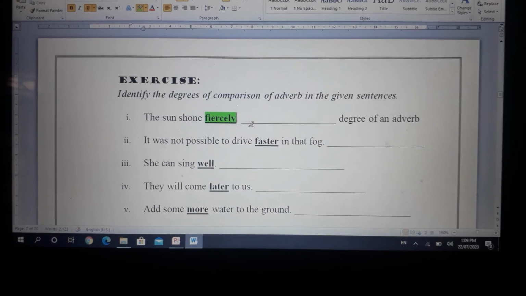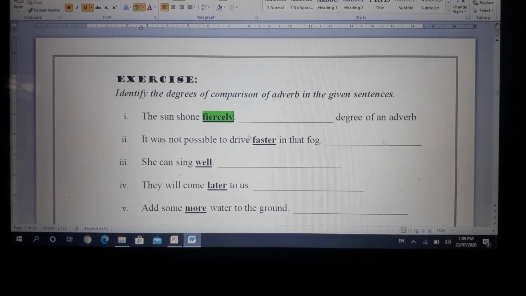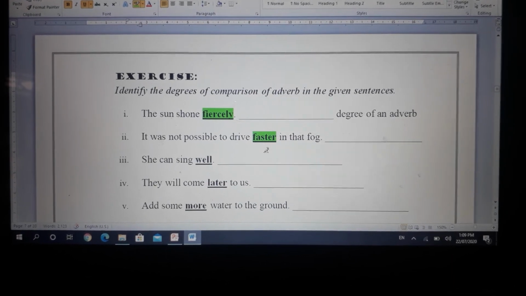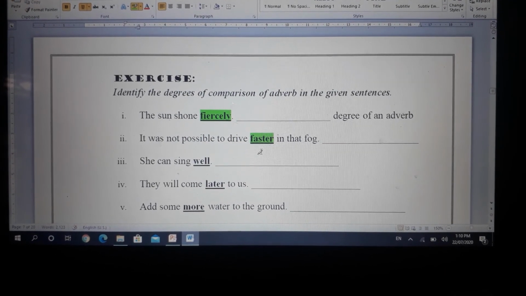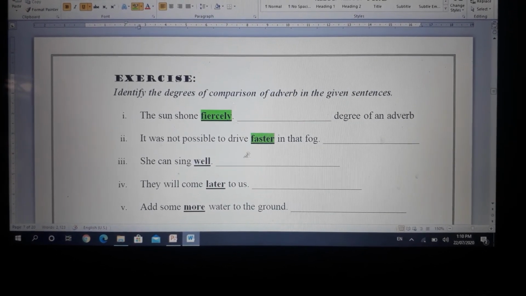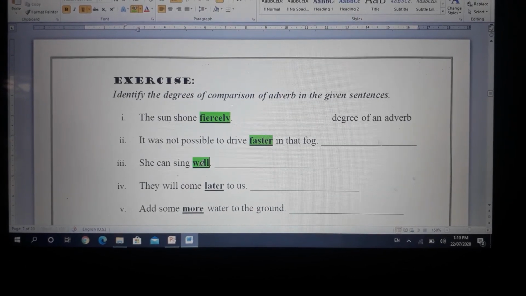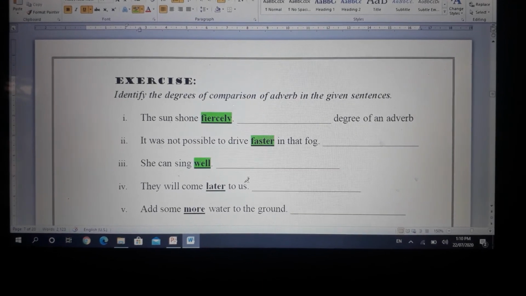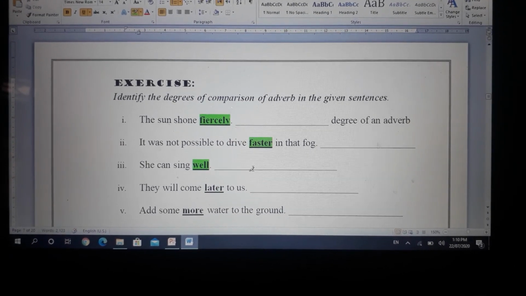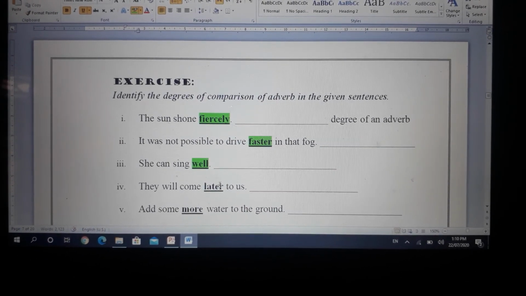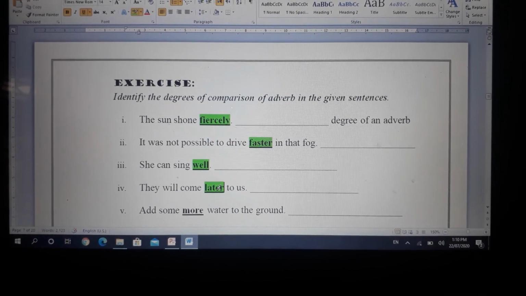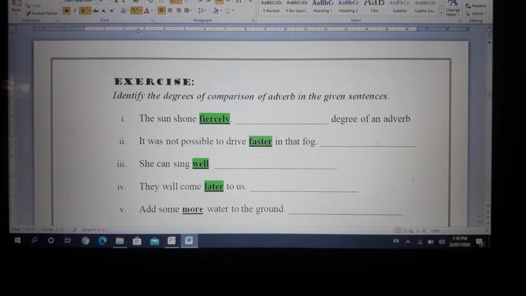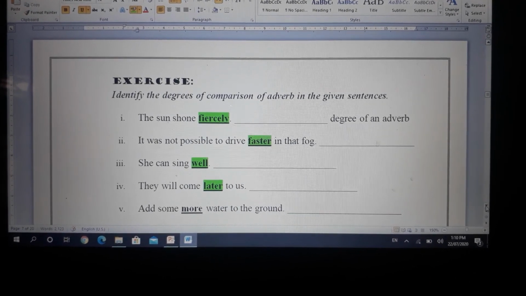Okay. Then it was not possible to drive faster in that fog. Faster. Focus on the word faster. Then she sang well. She sang well. Which degree? You have to write it over here. Okay. They will come later. They will come later, meaning they will come very late. They will come later.